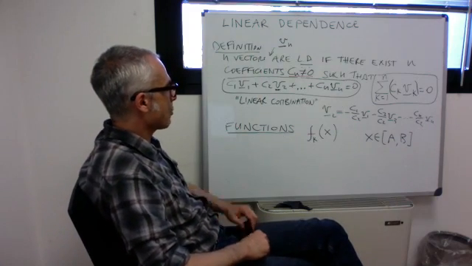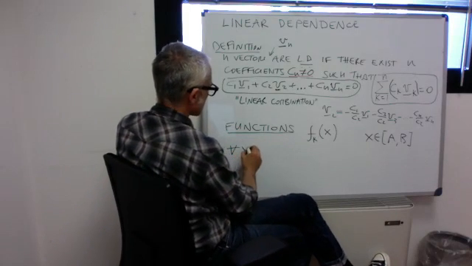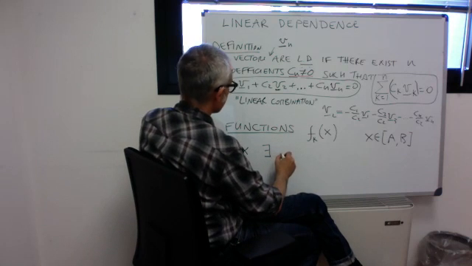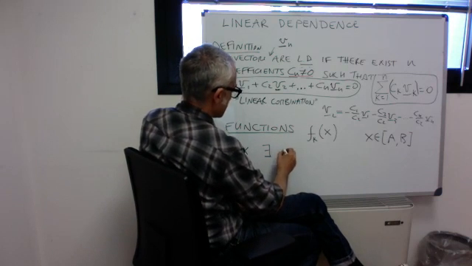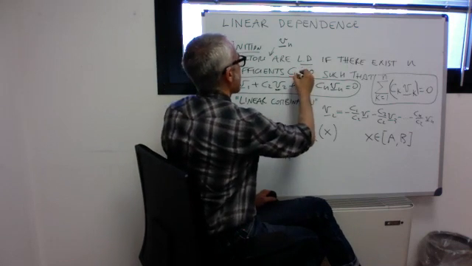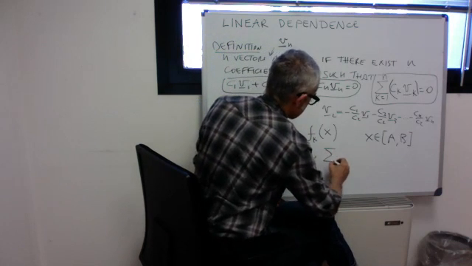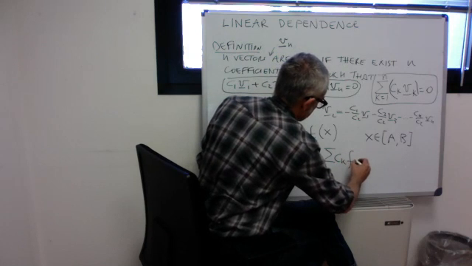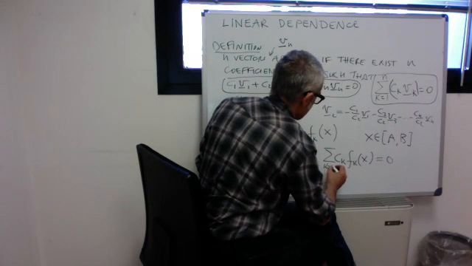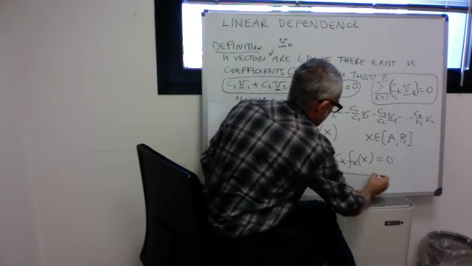So we say that these functions are linearly dependent if for all values of X, there exist n coefficients, again C_k, different from 0, such that this sum equals 0.